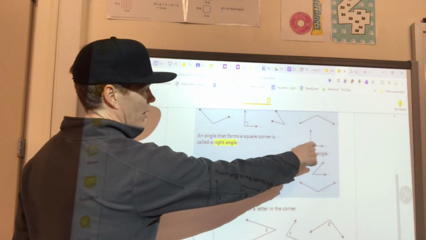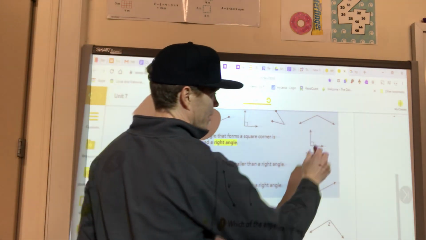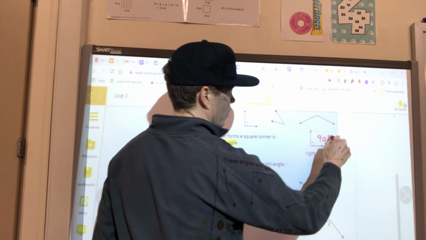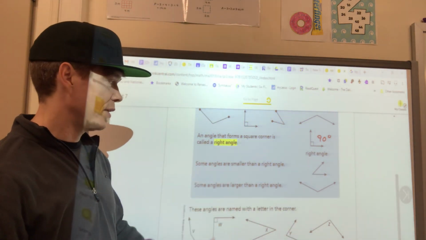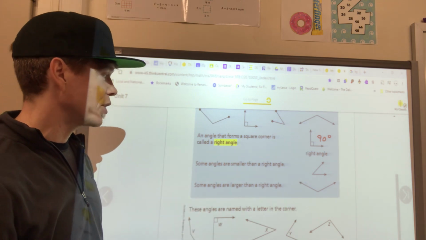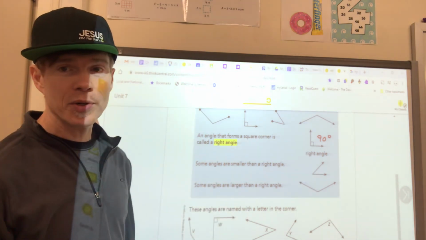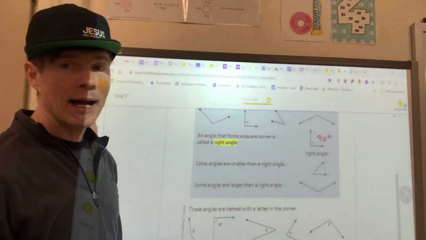A right angle is at 90 degrees. So any type of right angle will have 90 degrees. If it is smaller than 90 degrees, it's going to be called an acute angle. And if it's larger, it's going to be known as an obtuse angle.